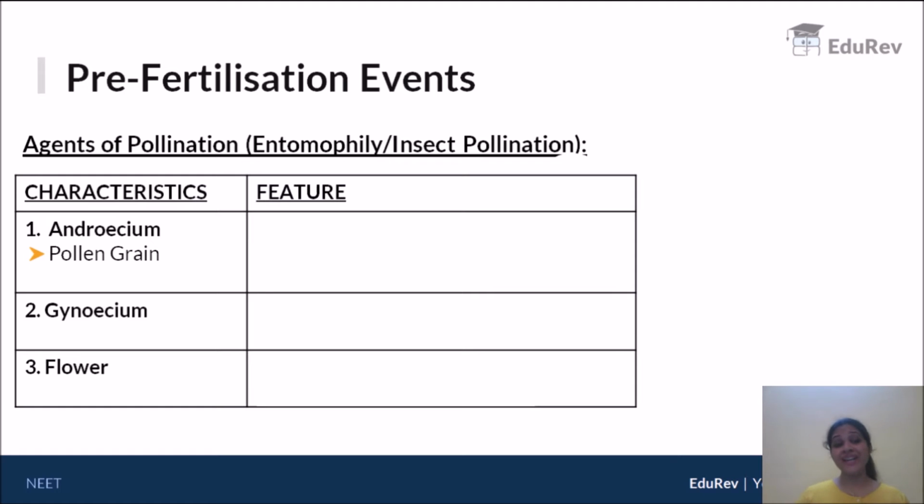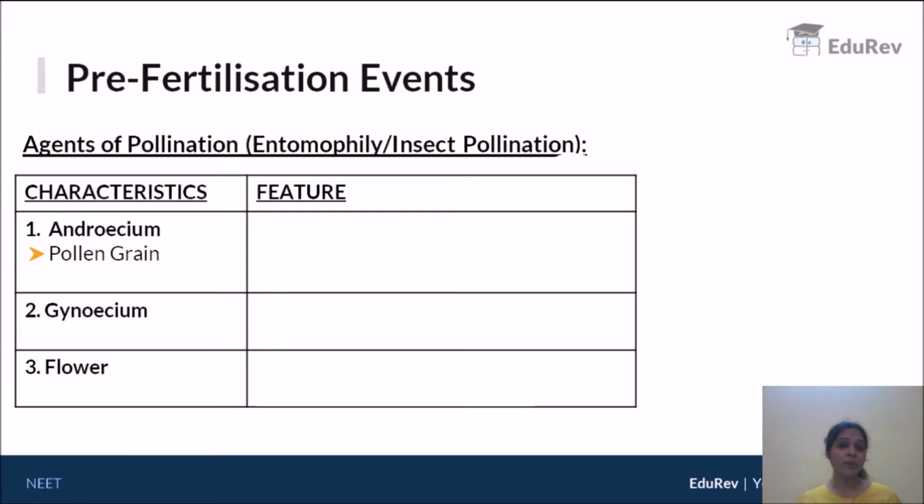Now, let's move on to the next type of pollinating agent, and those are entomophilous flowers. So entomophily is nothing but insect pollination. Now, this is the major type of pollination. So we need to study the characteristics of the flowers involved. Since it is insect pollination, it does not make too much of a difference whether the androecium, the anther, is exposed or inside. However, what is important is that the pollen grain is sticky.